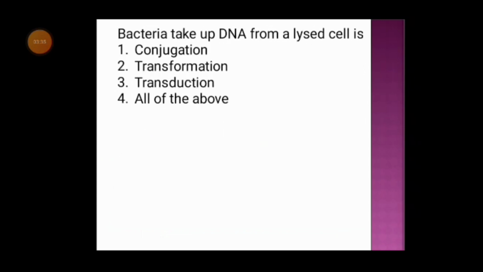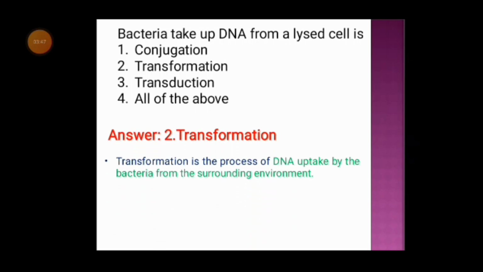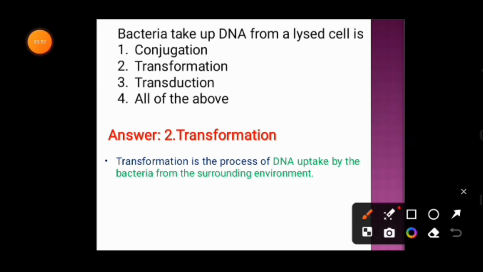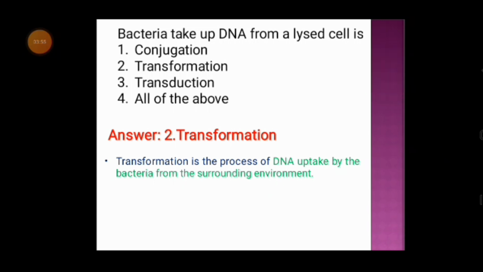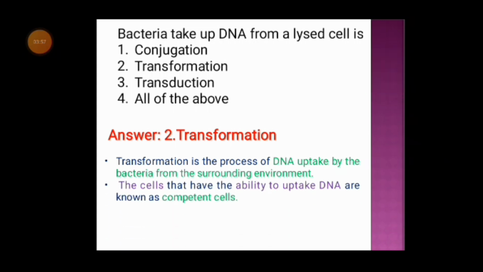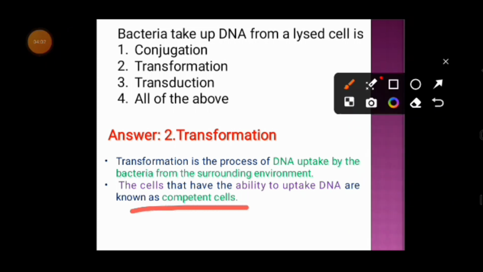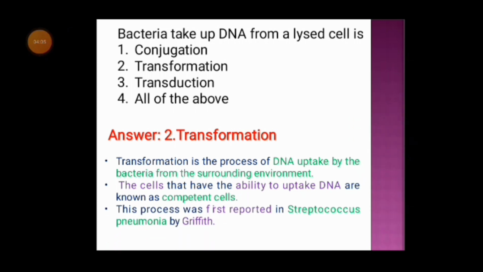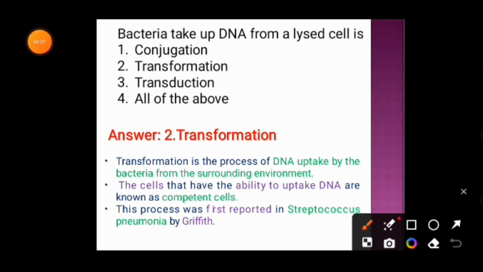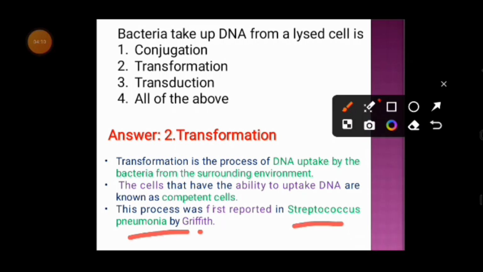Next, bacteria take up DNA from a live cell is option 1 conjugation, option 2 transformation, option 3 transduction, option 4 all of the above. And the correct answer is option 2, transformation. So, transformation is the process of DNA uptake by bacteria from the surrounding environment. The cells that have the ability to take up DNA are known as competent cells. The process was first reported in Streptococcus pneumoniae by Griffith.